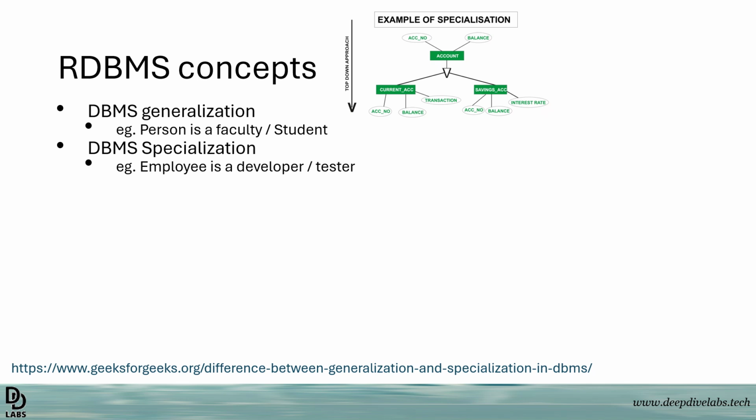A particular employee can be a developer or a tester, right? So sometimes you might need to break an entity into multiple specialized entities. For example, as the diagram shows, an account can be broken into a savings account and a current account, because the set of attributes may be different for a savings account versus a current account.